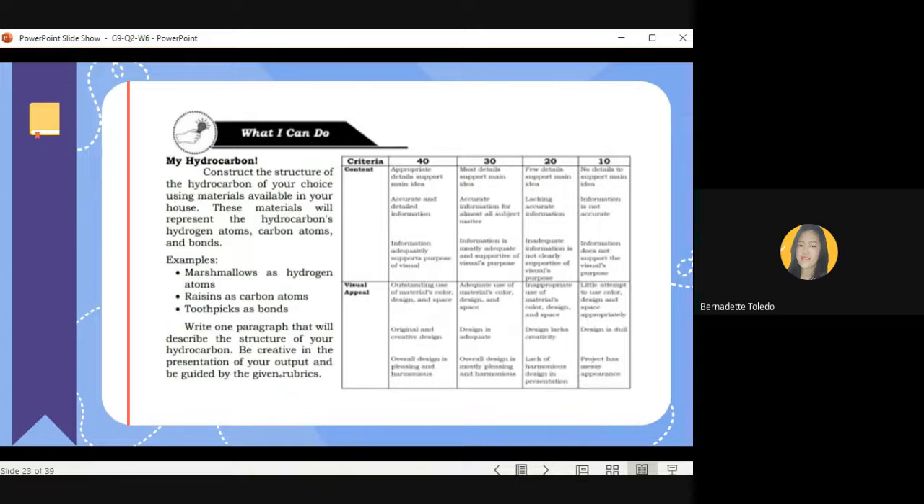Then, you need to be creative in presenting your output and be guided by the given rubrics. So, your activity for what can I do, my hydrocarbons, will be scored according to this rubric: 40% for content and 40% for visual appeal.